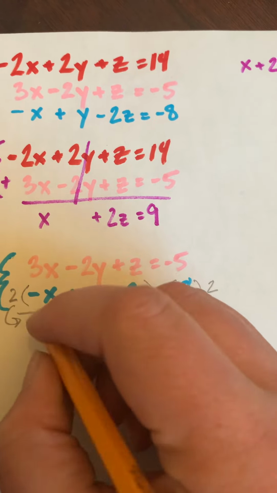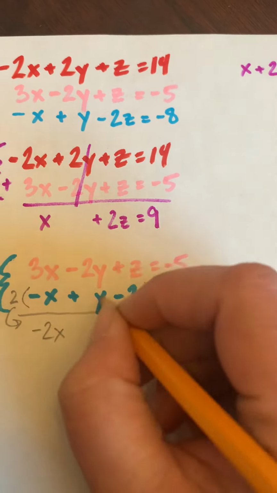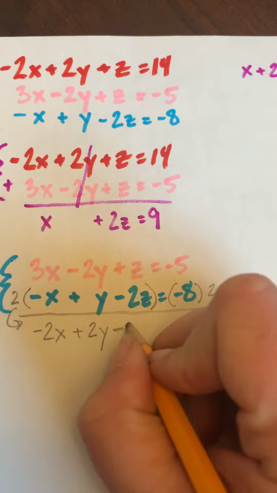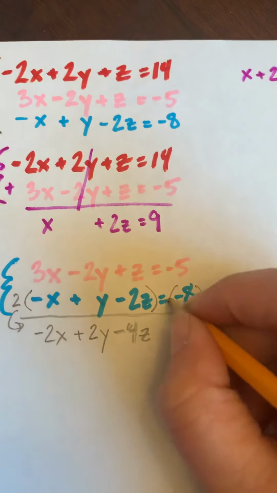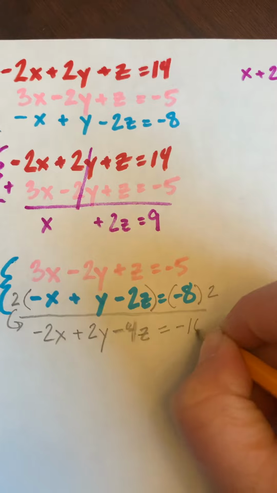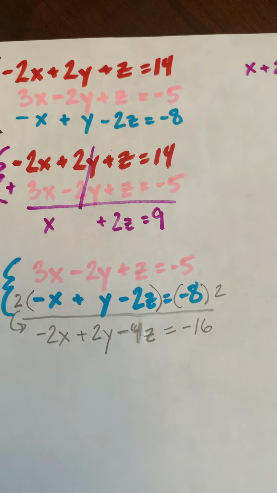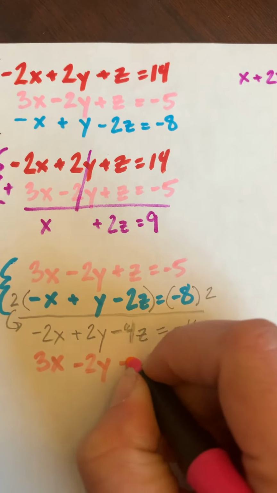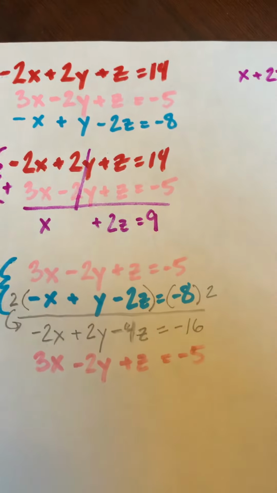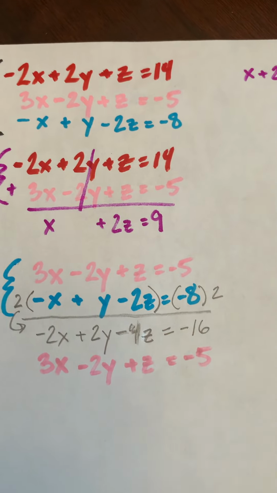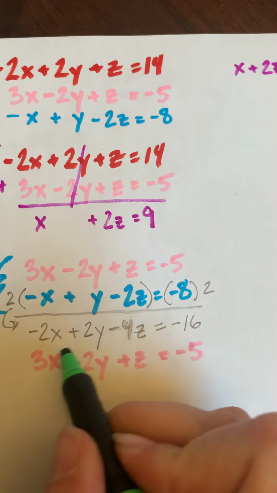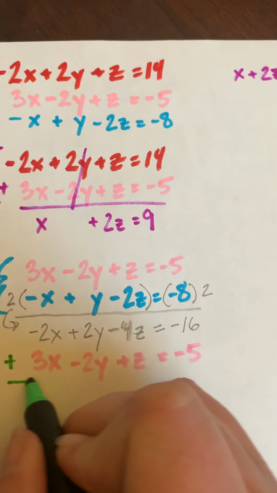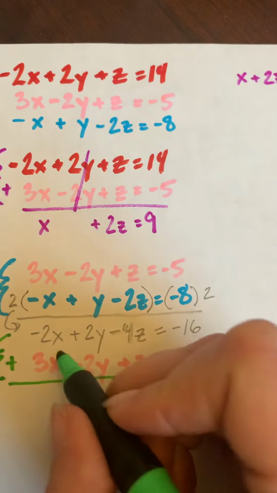So my new second equation will be, distribute the 2. 2 times negative x is negative 2x. 2 times y is positive 2y. 2 times negative 2z is negative 4z. And this side of the equation becomes negative 16. Now, my top equation stays the same. And if I add this expression to this side of the equation and this expression to the other side, then my y's will eliminate. So these two go together.